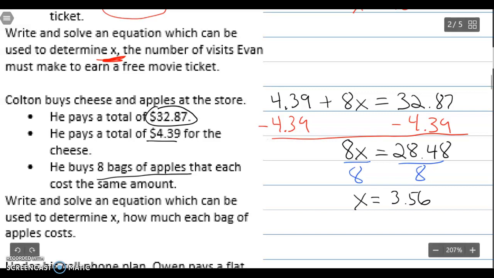So the cost of the cheese is $4.39, and apples is 8 of them, but we don't know what the cost of each bag is. But it's 8 bags, so we're going to multiply that times the unknown amount of the cost for the apples. So that's how you get 8 times x here. And together they add up to equal 32.87. Then we solve from there. We subtract 4.39 on both sides, bring down 28.48, bring down 8x, divide by 8 on both sides, and x is equal to $3.56.